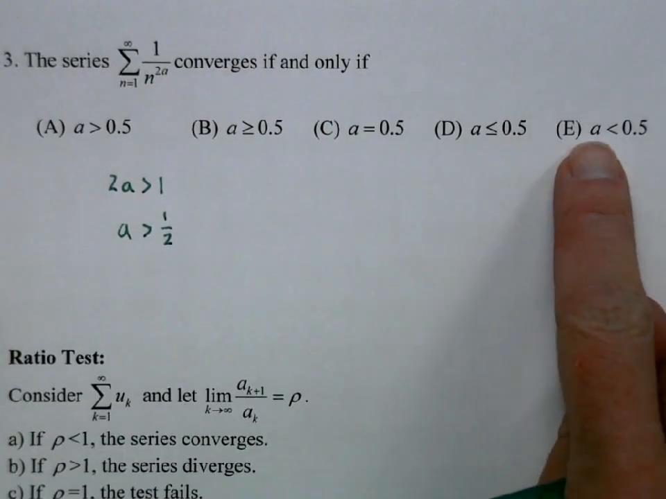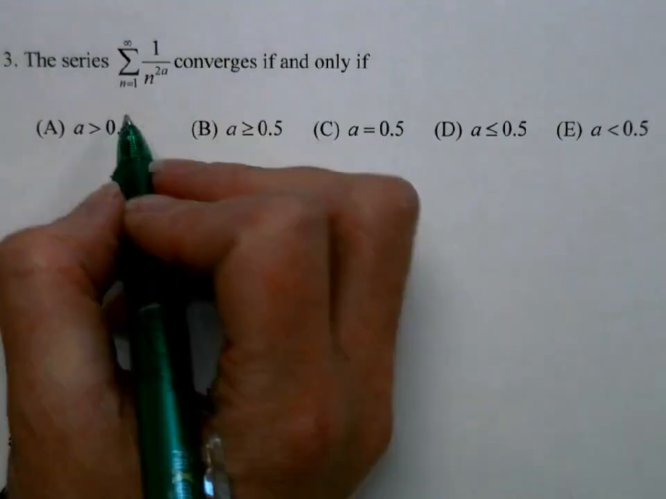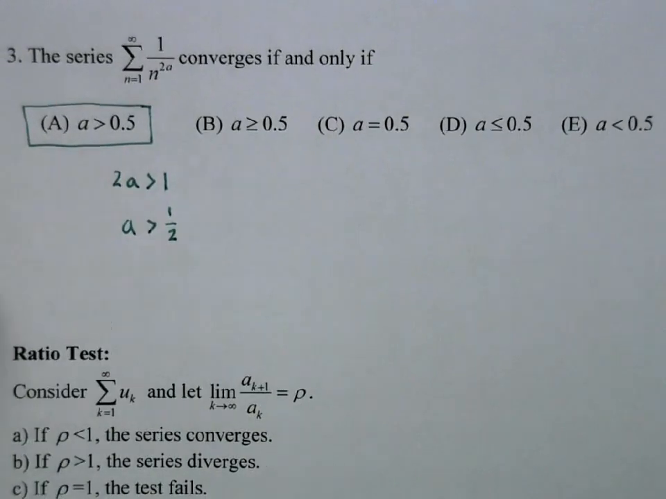So notice there's a lot of 0.5's, our only option. We want a to be greater than 0.5 so that our series converges. So that is the p-series test of convergence.